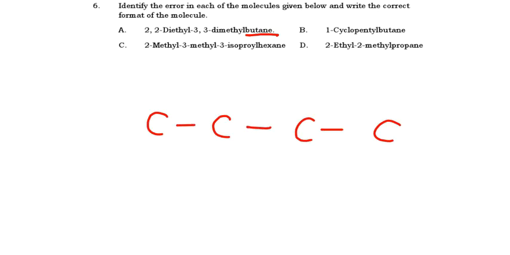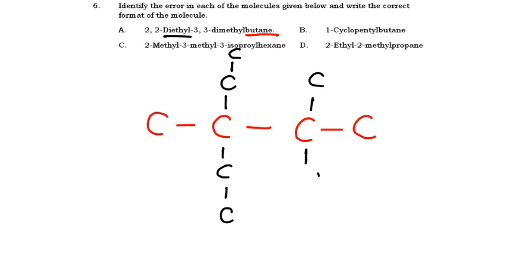Okay, so I've drawn the parent structure. Now on carbon 2 we have diethyl, meaning that there are 2 ethyls. Ethyl comes with 2 carbons, so now there are 2. And then on the third position we have 2 methyls, like that. I'm not showing the hydrogens for simplicity's sake.